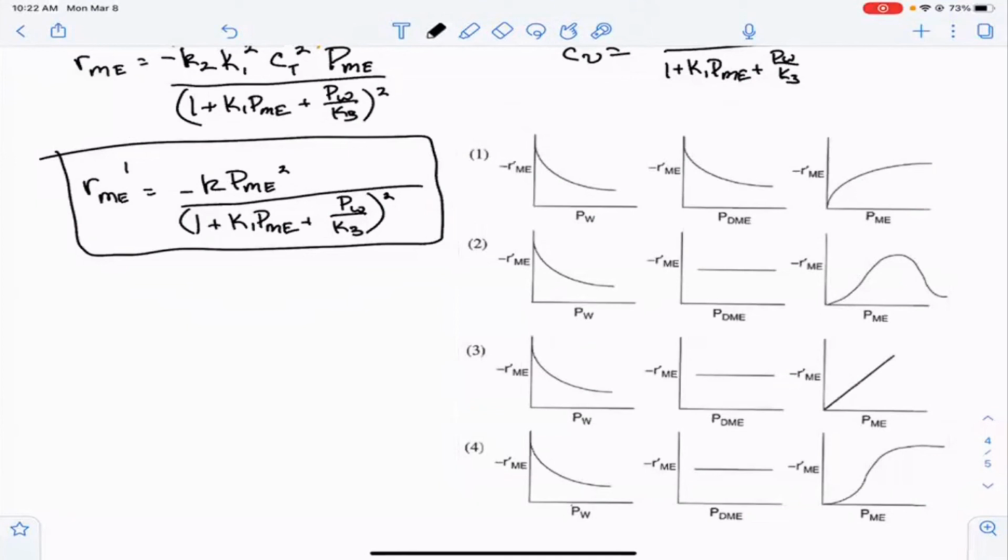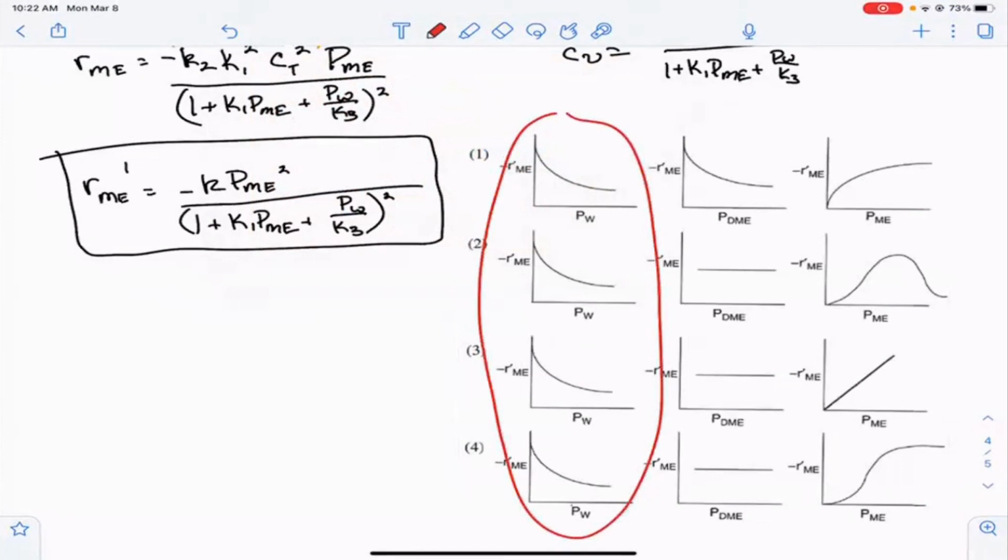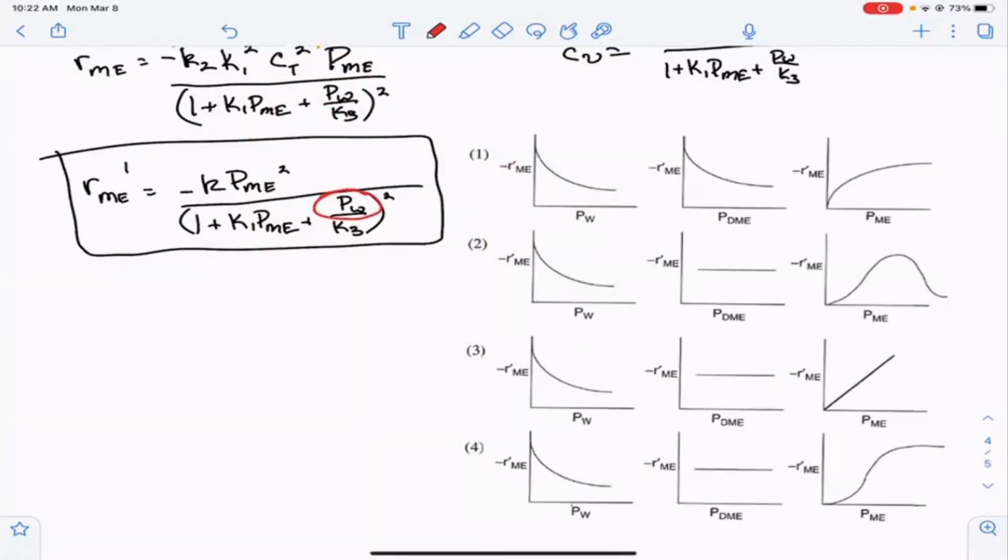The first thing that I saw was that in all of the plots that are here, 1, 2, 3, and 4, everything decreases with the pressure of W. And you do expect that to be the case, because we have PW there in the denominator, and it's in the denominator squared. So right off the bat, we see that all those plots are the same.